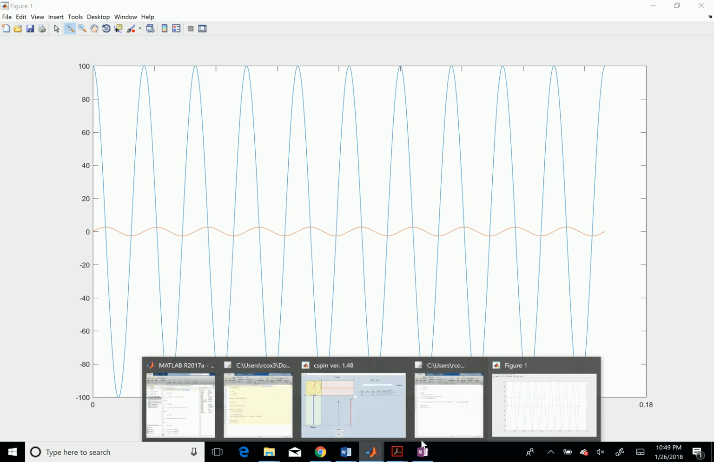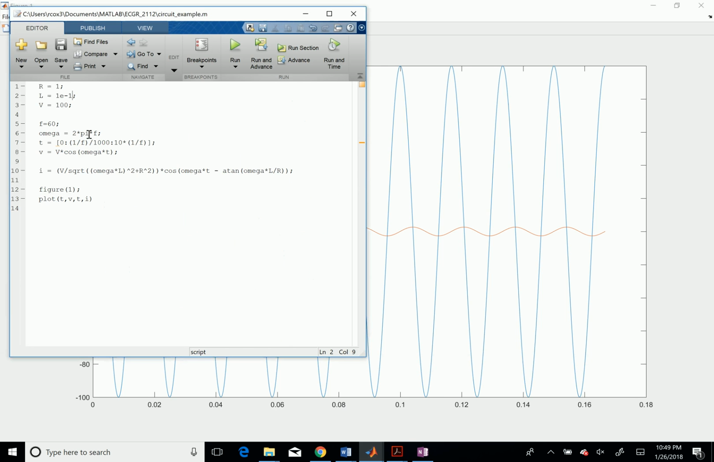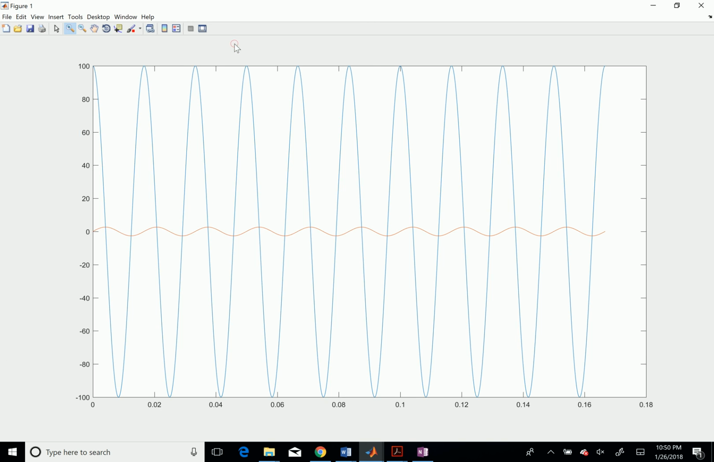However, if I take that L value and make it small again, so now omega L is much, much smaller than R, it looks like they're basically in phase, and the amplitude is much larger. So we'll deal with a lot of examples of those, and we'll ultimately find a simpler way to solve this. I know it's complicated, but we'll ultimately find a simpler way to do it.